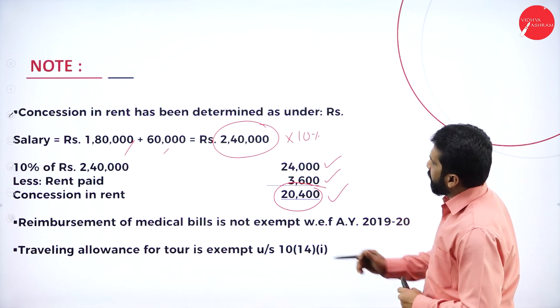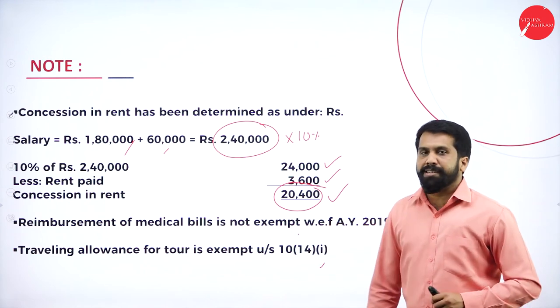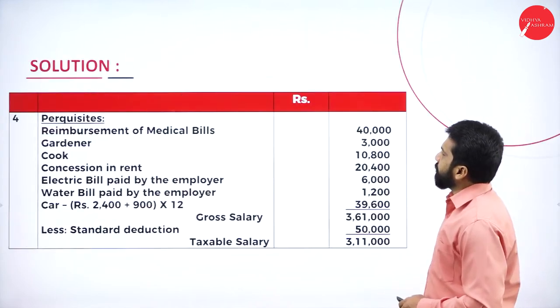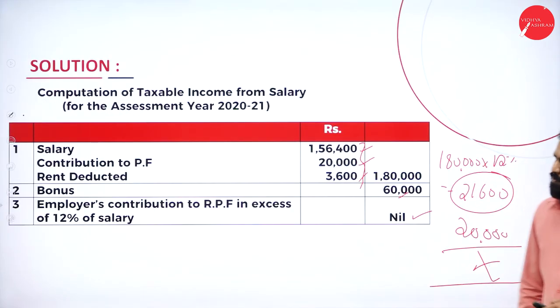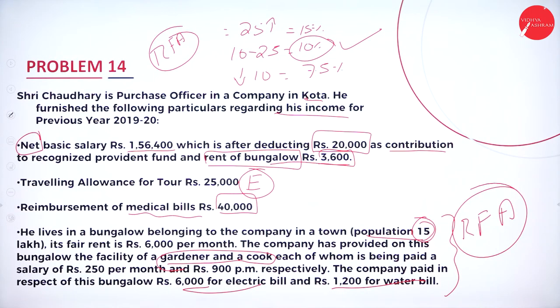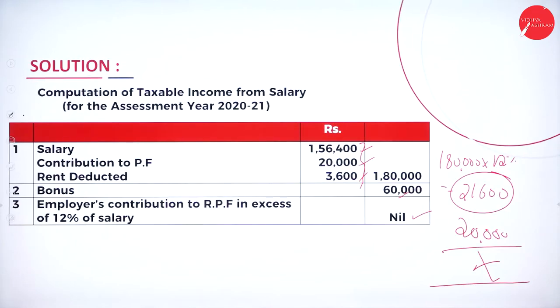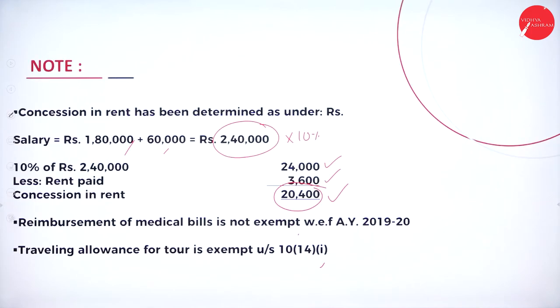So reimbursement of medical bill is not exempt. Traveling allowance is exempt. Clear? Yes. I'll go back so that you can take a screenshot. So this will be your problem number 14, continuation of your question. So this will be your solution part, your solution as well as your note.